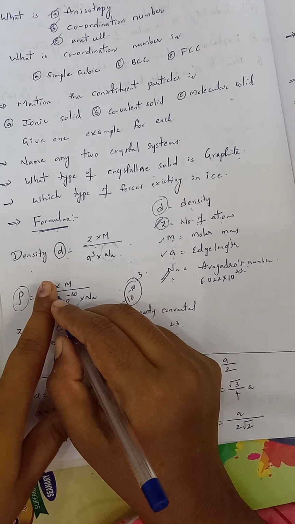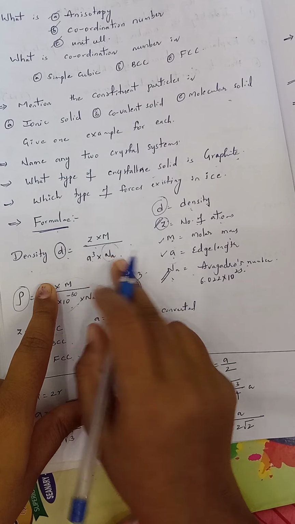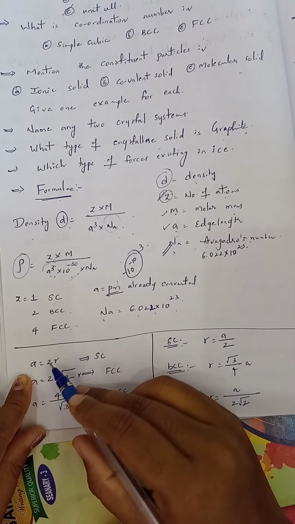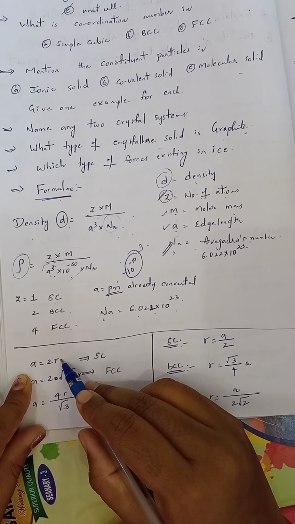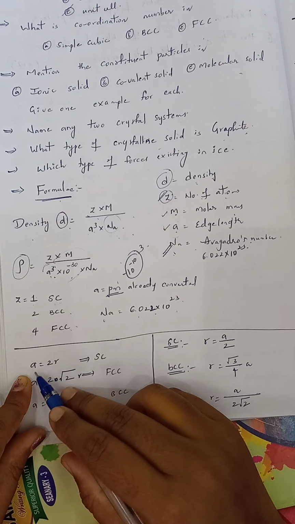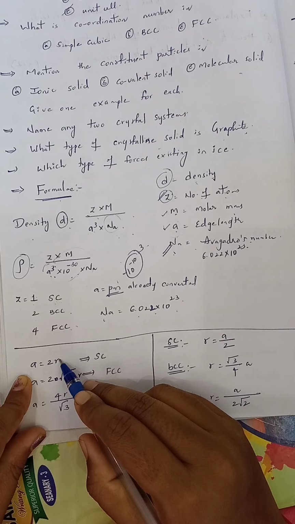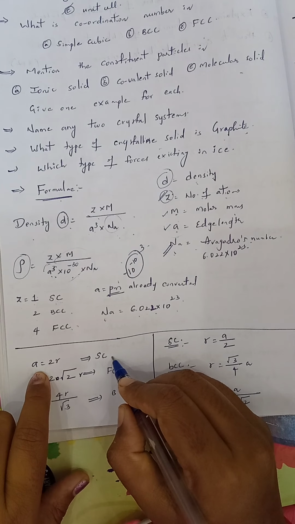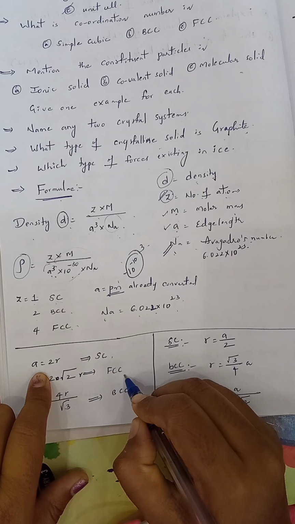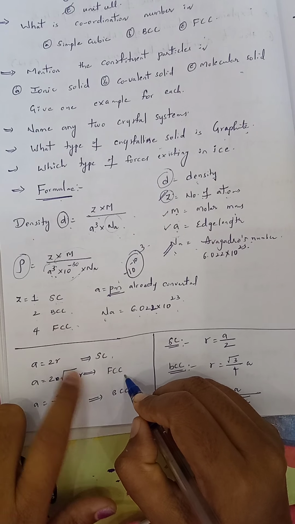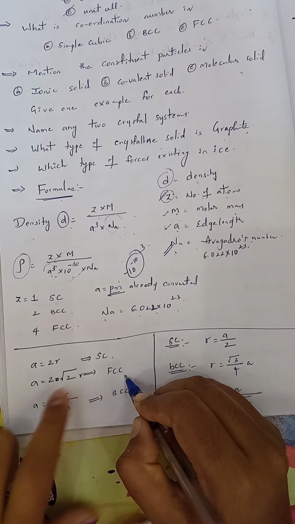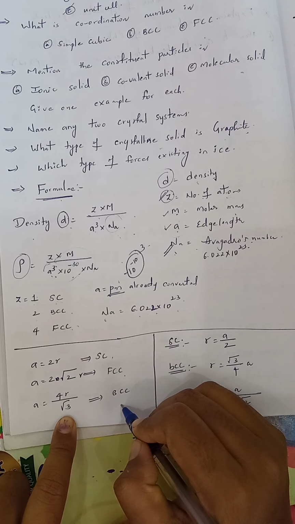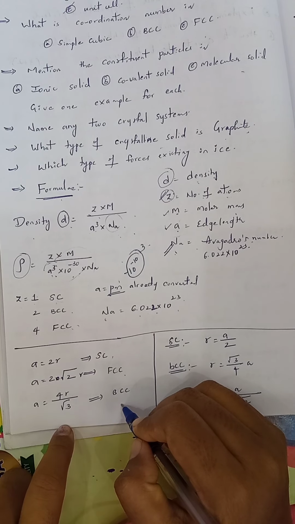If you have any confusion, you just remember this formula and terms present in this. Now one more. See, if edge length or A value is given, you want to find out R value. R is nothing but radius of the unit cell. A is edge length, R is radius of the unit cell. For SC, simple cubic cell, A is always equals to 2R. For face centered cubic cell, A is equals to 2 root 2 R. For BCC, A is equals to 4R divided by root 3.